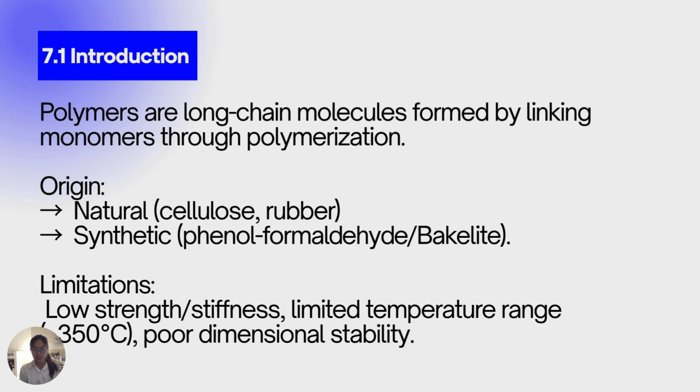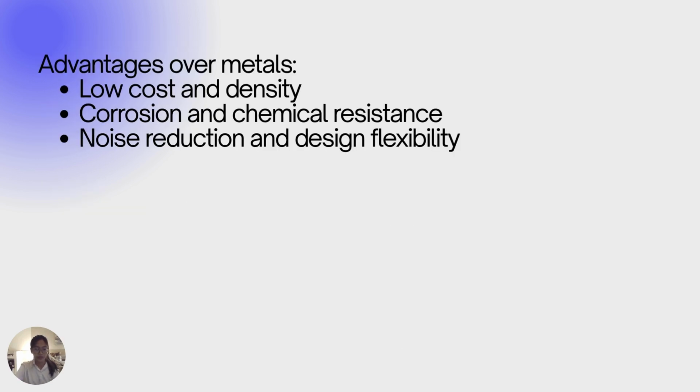Their ability to reduce noise and their high formability make them excellent for applications where weight and flexibility matter, such as automotive interiors and consumer goods. However, polymers also have limitations. They generally have low strength and stiffness, limited service temperature, around 350 Celsius maximum, and poor dimensional stability under heat or load. Despite this, their benefits and easy processability make them crucial materials in modern engineering and manufacturing. These are the advantages that polymers have compared to metals.